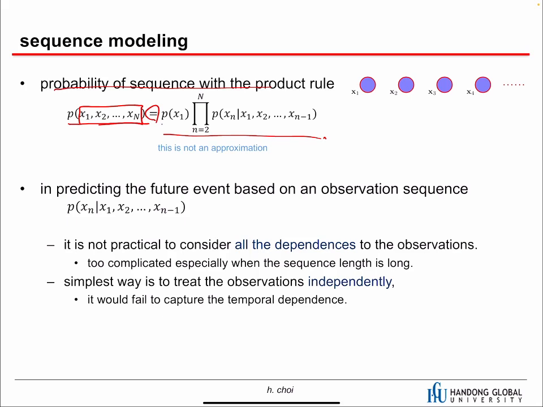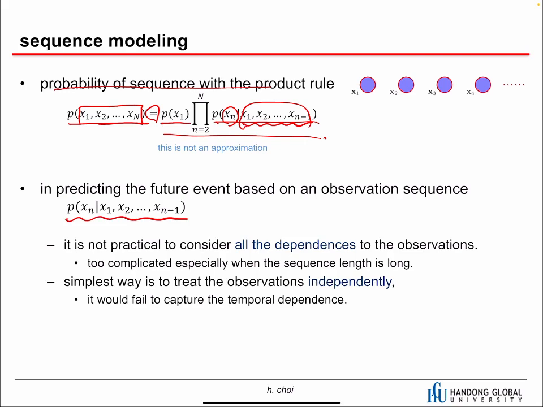So we have P of x1, because x1 is the first sample, and then we have a conditional probability, the probability of xn given the previous history samples. So given all this history, what is the probability of xn? So we apply this product rule. In predicting the future event based on this observation sequence, we are interested in this probability.